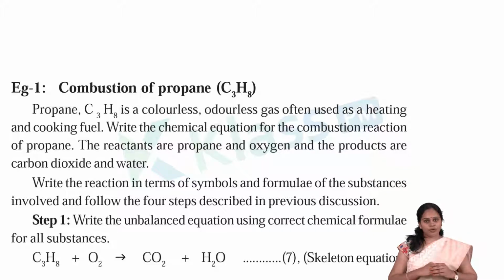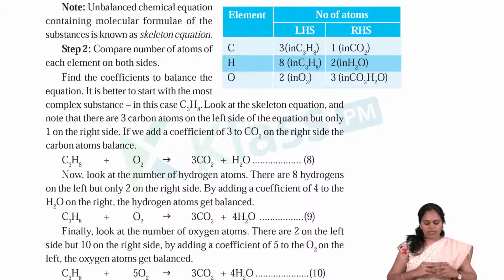In the first step, what do you need to do? You need to write the equation, that is propane C3H8 in the presence of oxygen, that is C3H8 plus oxygen gives you carbon dioxide and water. This is called a skeleton equation, an equation with participants and resultants. If you write a basic formula, we can say it is a skeletal equation. The unbalanced chemical equation containing molecular formulae of the substances is known as a skeleton equation.